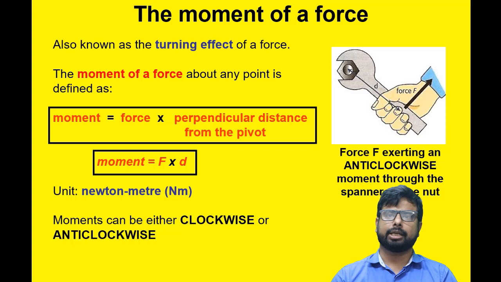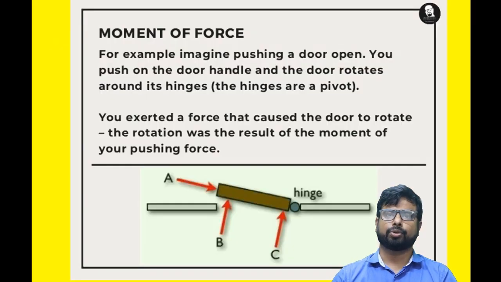Force F exerts an anti-clockwise moment through the spanner on the nut. Look at the diagram here. Moment of a force: for example, imagine pushing a door open. You push on the door handle and the door rotates around its hinge. The hinges are the pivot here. We exerted a force that caused the door to rotate. The rotation was the result of the moment of your pushing force.